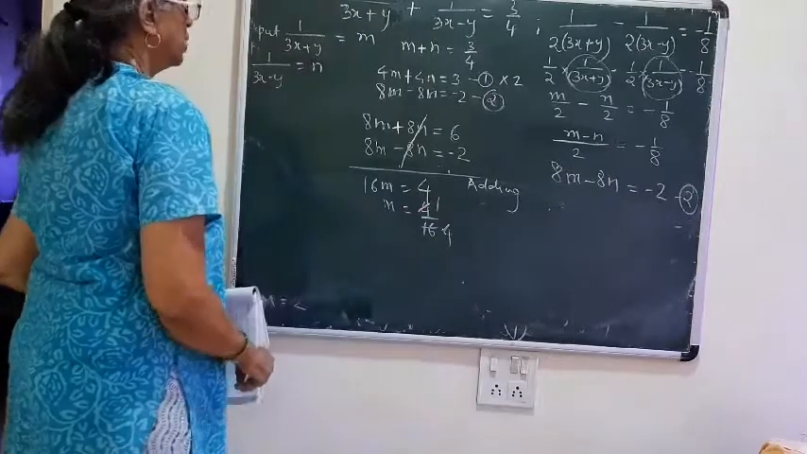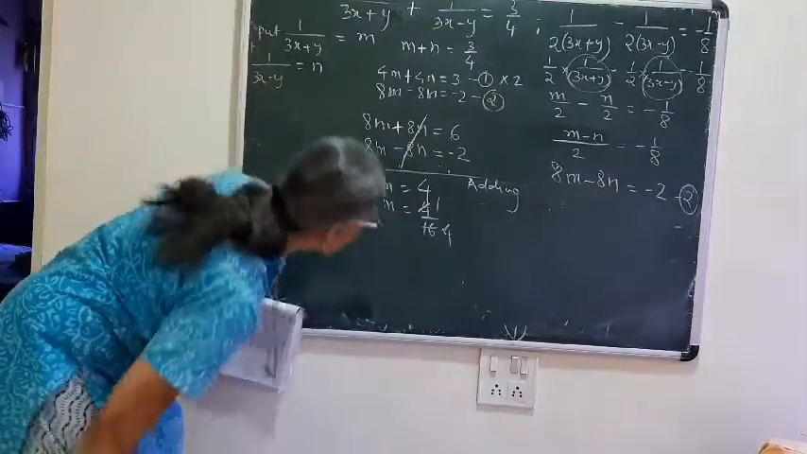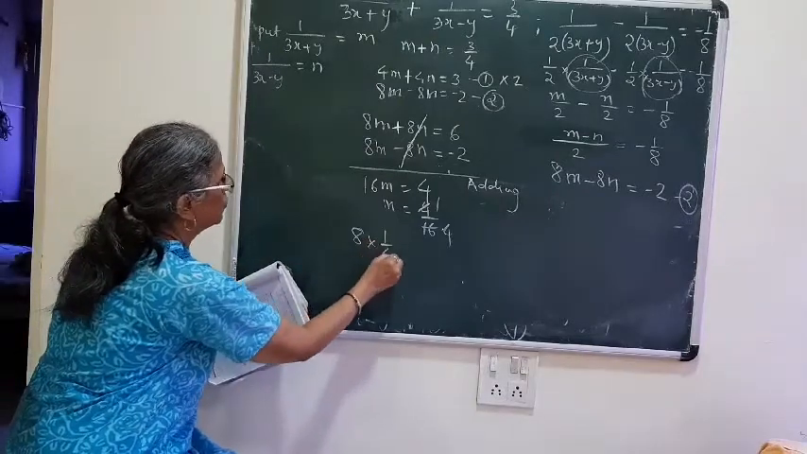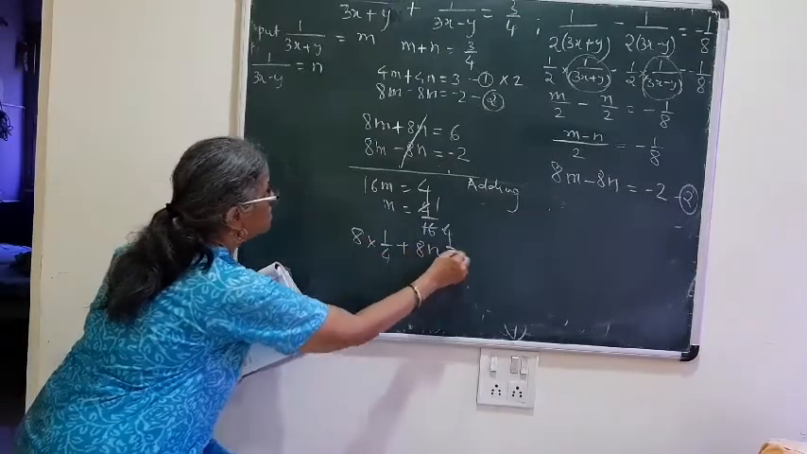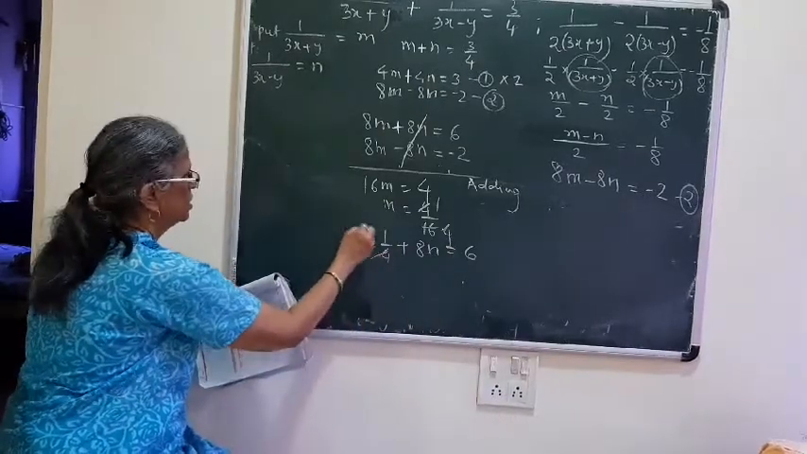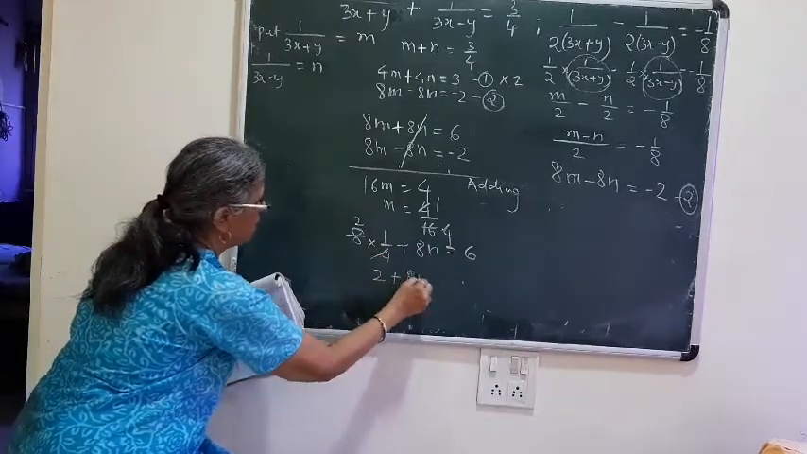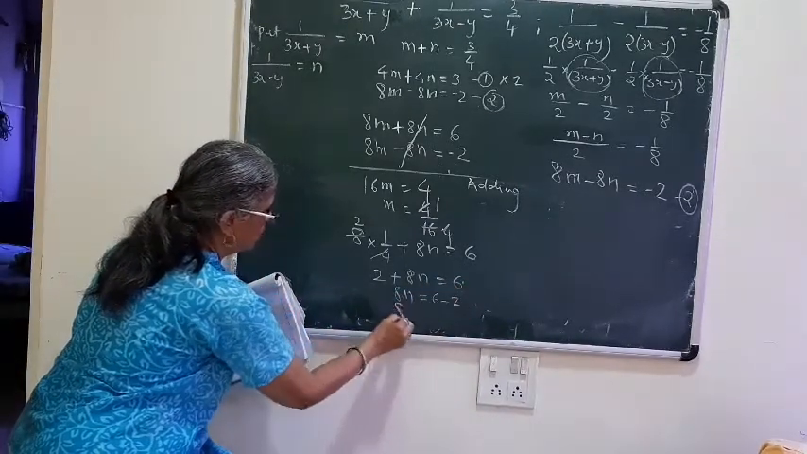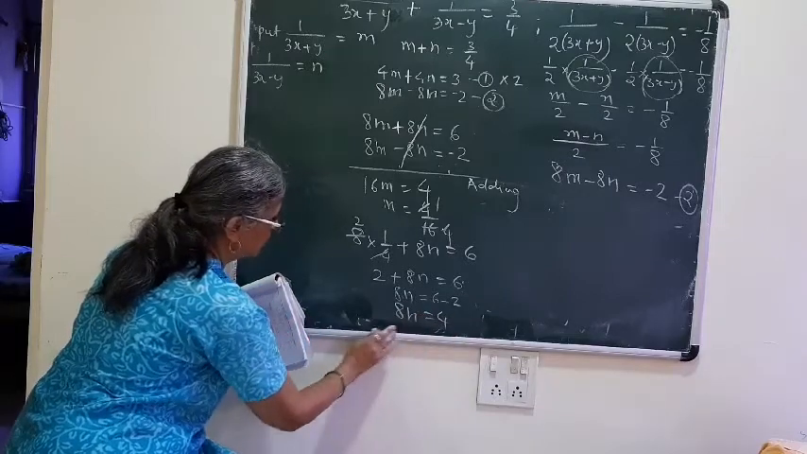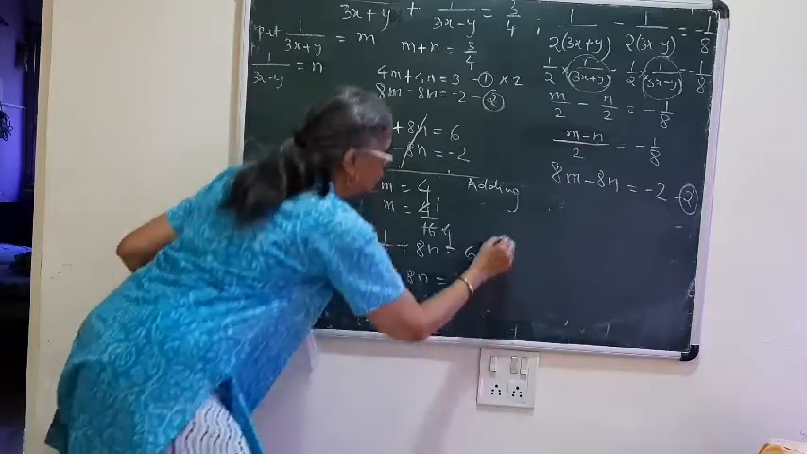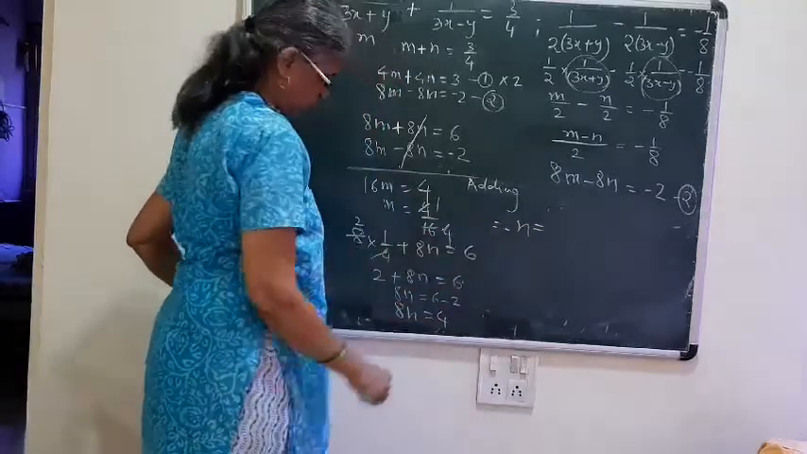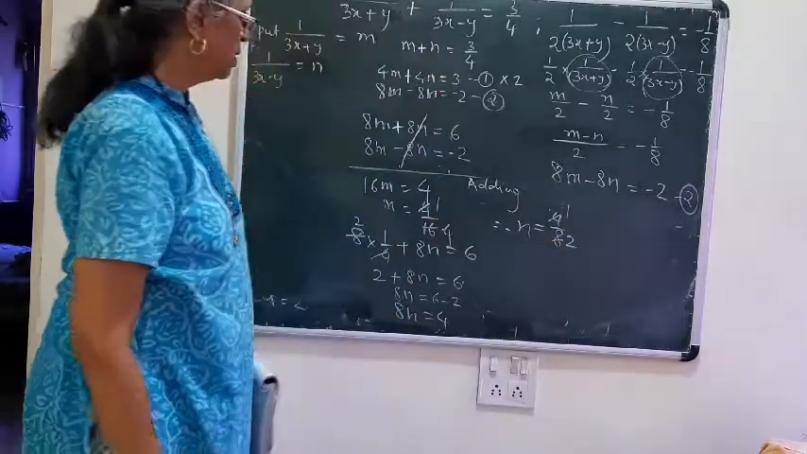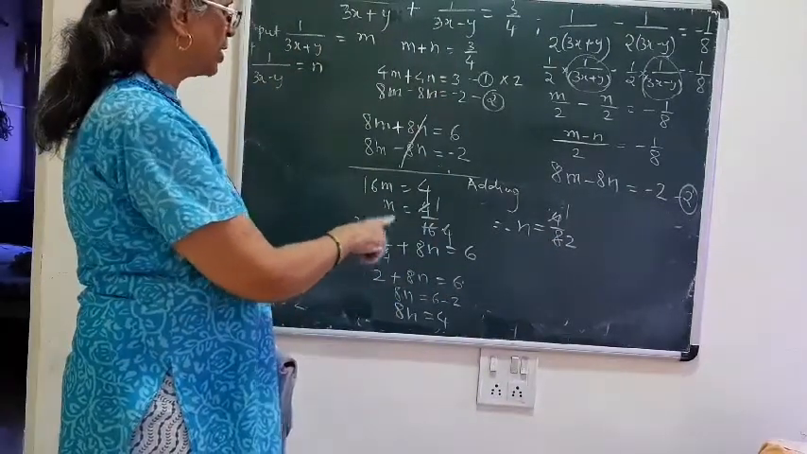Now I will put the value of m equal to 1 upon 4 in one of the equations. So 8 into 1 upon 4 plus 8n is equal to 6. Suppose I take this equation, then 2 plus 8n is equal to 6. 8n is equal to 6 minus 2, 8n is equal to 4. So n is equal to 4 upon 8, that is 1 upon 2. So I have m equal to 1 upon 4 and n equal to half.